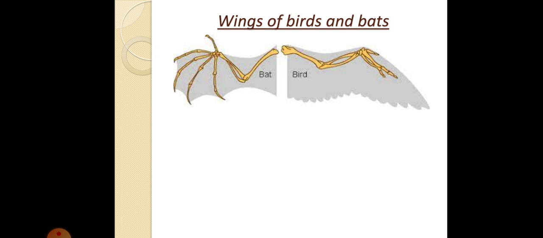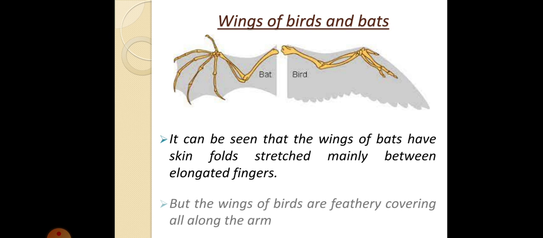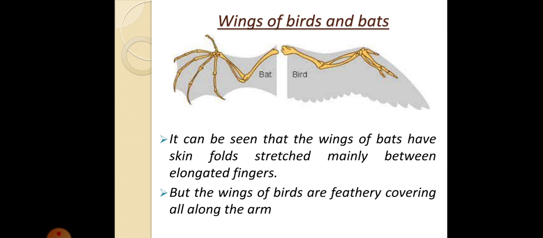Now, from the picture, it can be seen that the wings of bats have skin folds stretched mainly between elongated fingers. In case of bat, as you can see, it has got elongated fingers, and from those elongated fingers, skin folds are stretched. And for birds, the wings of birds are feathery, covering all along the arm. In case of bird, throughout the arm, they have got feathers.